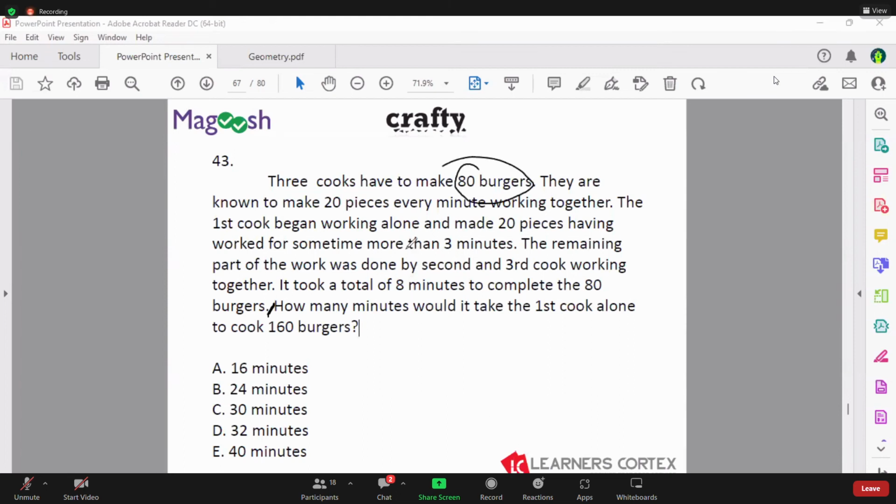It says that 3 cooks make 80 burgers. They are known to make 20 pieces every minute together. So let's take the 3 cooks as A, B, and C. They make 80 burgers. Their rate of work is given. So A, B, and C, their rate of work is 20 pieces per minute.